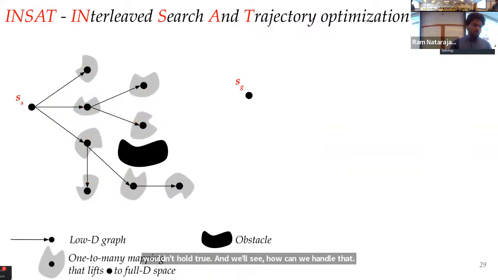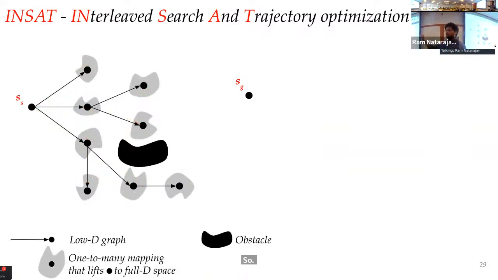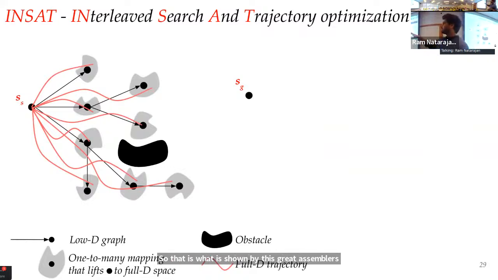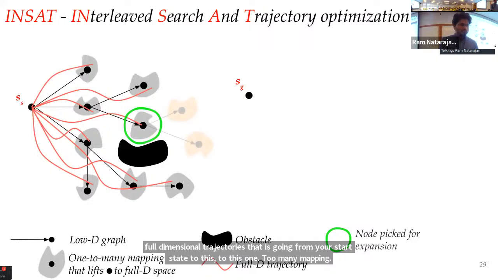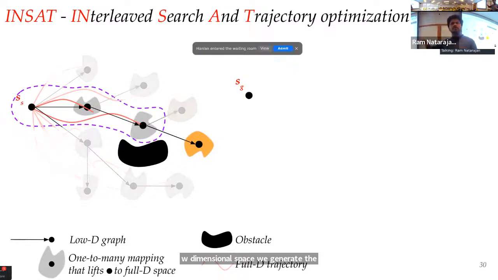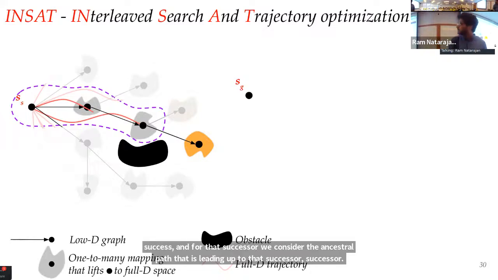So now moving on to INSAT. Instead of having just those nodes, I'm going to couple all these nodes with a one-to-many mapping that takes you from these low-dimensional nodes to the full-dimensional space. That is what is shown by these gray symbols here. At any intermediate step in INSAT, you have these full-dimensional trajectories going from your start state through this one-to-many mapping. We pick a node for expansion in the low-dimensional space, we generate the successors, and for each successor, we consider the ancestral path that is leading up to that successor. So you start from the most recent ancestor.